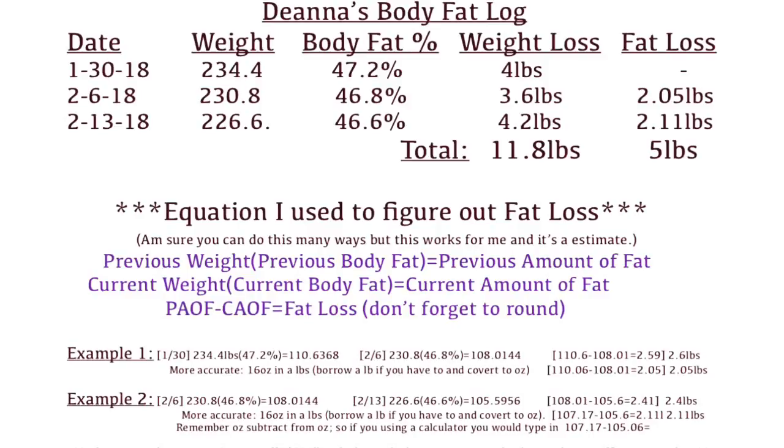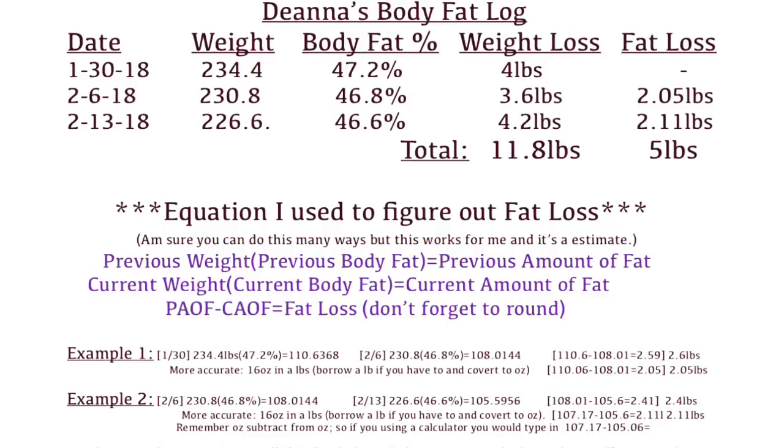But now, if you want more accurate and you're really stressing about the ounces as well, then this would be great for you, which is the more accurate one. It's the one that I'm most likely going to be doing because I'm just really crazy about this type of stuff. It's the same equation. Previous weight times previous body fat percentage equals previous amount of fat. Current weight times current body fat percentage equals current amount of fat. Then you subtract those both. All that stays the same.